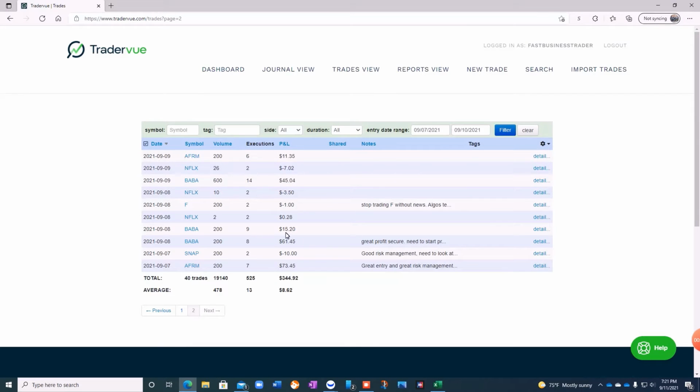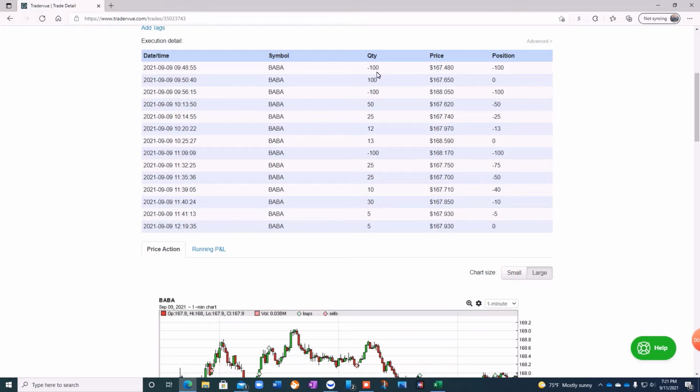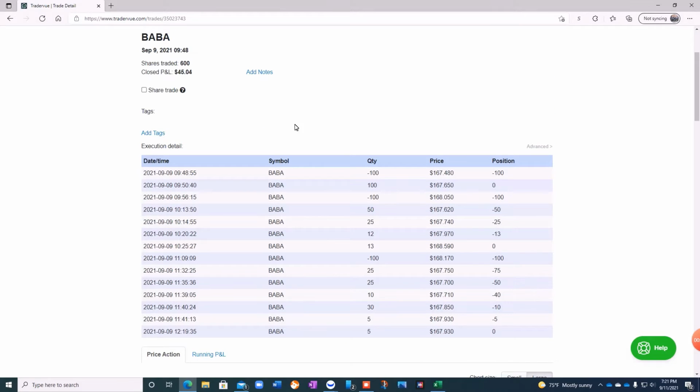Okay, we're going to skip a few here. Ford. I do not want to trade Ford without news. It's crazy and stupid. Ford is definitely 600 shares volume, so let's do this one. So I shorted in here at 167.48 for a $45 gain. That's on September 9th, so that's Thursday.